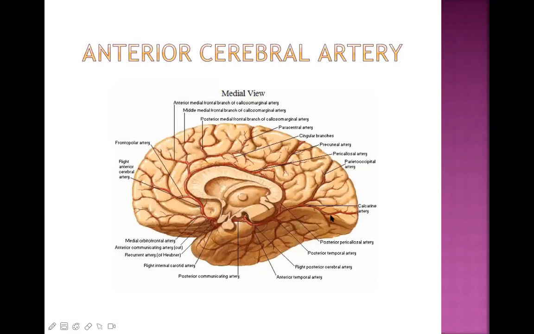Now, where does this anterior cerebral artery go and what is its supply area? See here, this is the anterior cerebral artery for us. It is going mainly towards the medial surface of the brain, and it is in very close contact with the corpus callosum. It will give many branches, and it mainly supplies the medial surface of the brain.